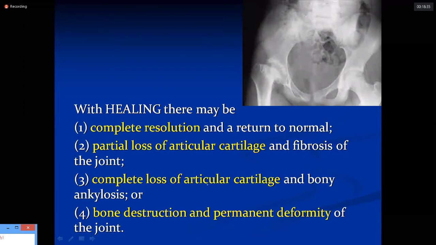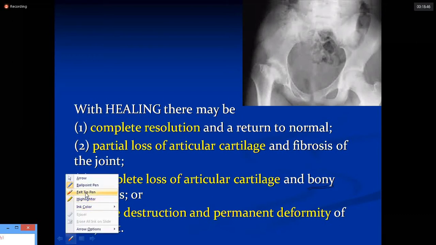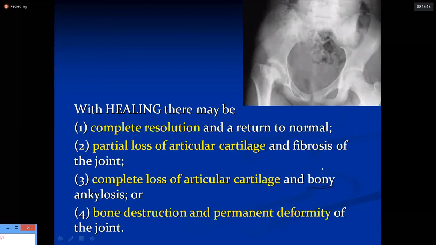Meaning thereby the articular cartilage is fused and no motion within the joint is possible. However, in cases of tubercular arthritis, it is usually fibrous ankylosis, not bony ankylosis. So in tubercular arthritis, it is fibrous ankylosis. In pyogenic arthritis, it is bony ankylosis.